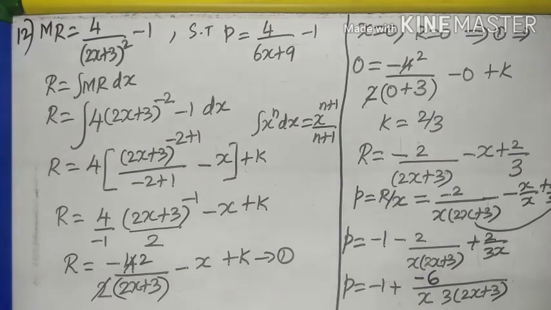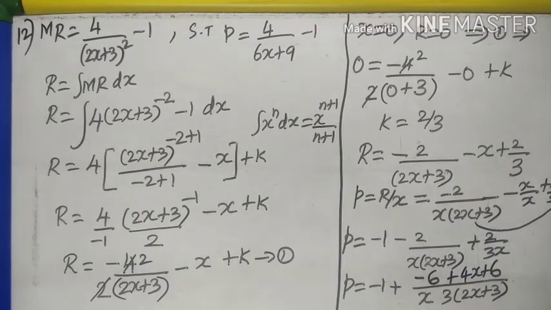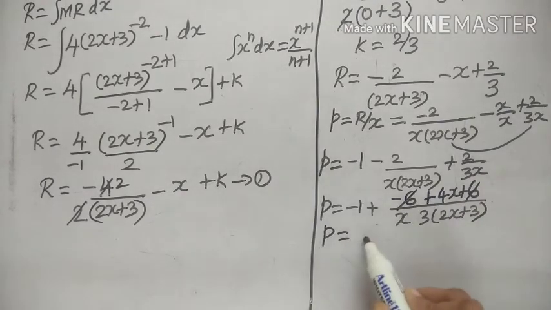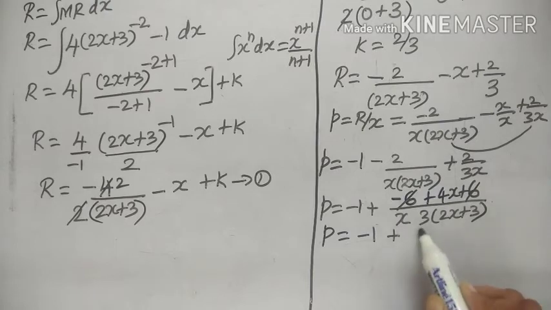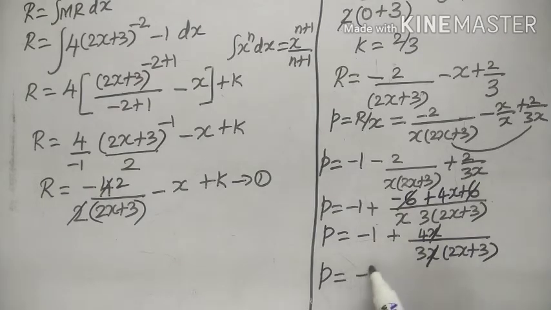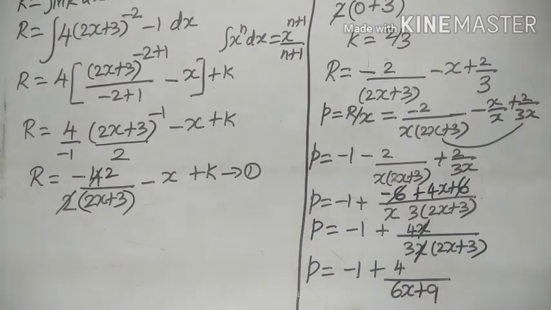Symbol minus. Here I have 3x. Multiply by 2x plus 3. 2 into 2x, 4x plus 6. Simplifying the answer, I get 6 and 6 cancelled. P equals minus 1 plus 4x by 3x into 2x plus 3. x and x cancel. So what is my answer? P equals minus 1 plus 4 by 3 into 2x, 6x plus 3 into 3, 9, and that is the expected answer in the question.